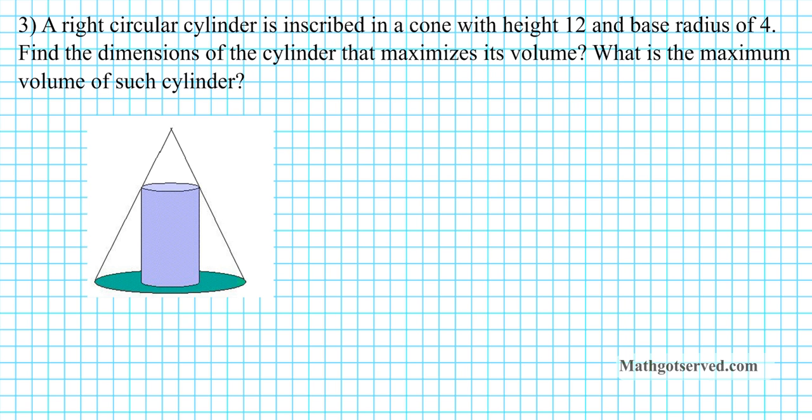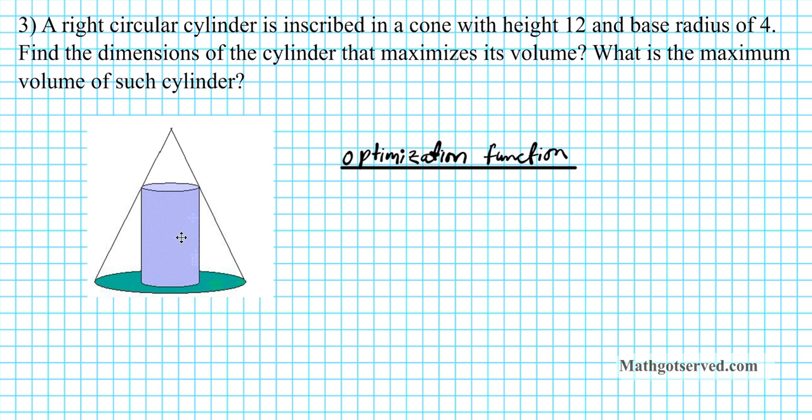Let's start by creating a model. I need 2 equations. I need my optimization function, and then I also need my constraint function. So let's start out with the optimization function, the function to be optimized. We're optimizing the volume of a cylinder. So what is the volume of a cylinder? We know it's the area of the base times the height.